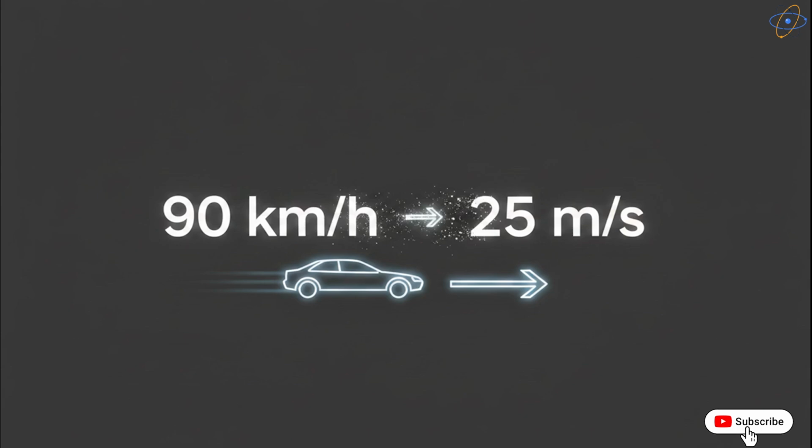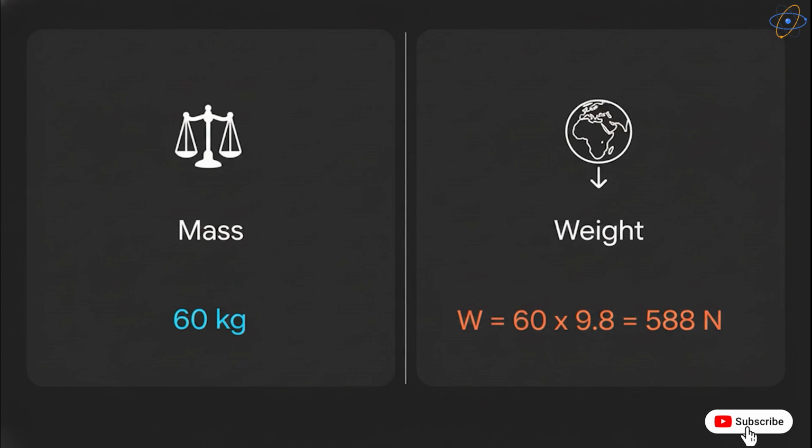90 kilometers per hour converts perfectly to 25 meters per second. The actual physical speed hasn't changed one bit, but getting the unit right is the absolutely crucial first step to getting the correct answer. Okay, here's another real-world example, and trust me, this one confuses students constantly.